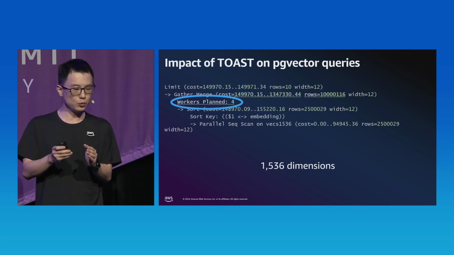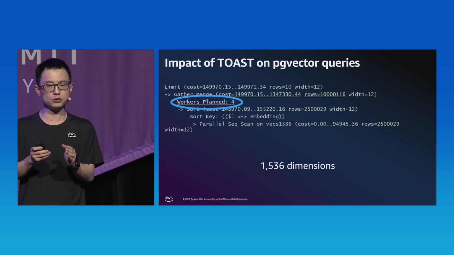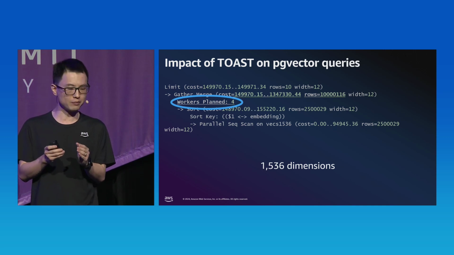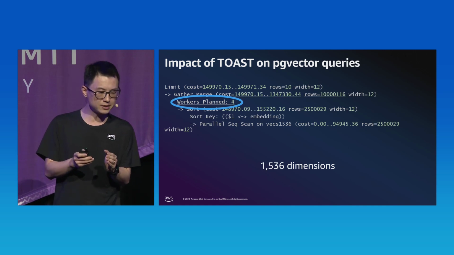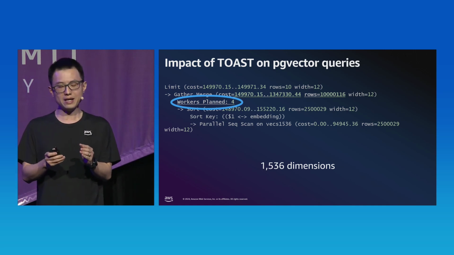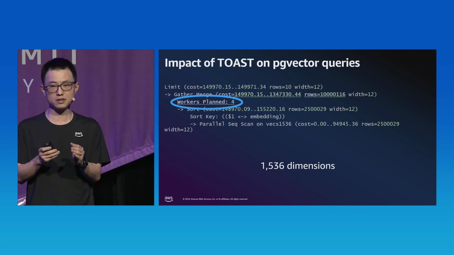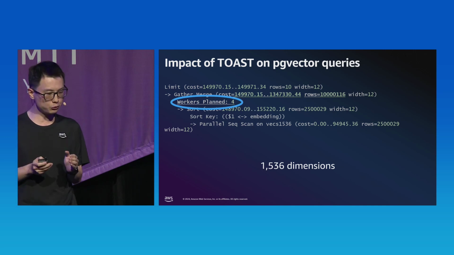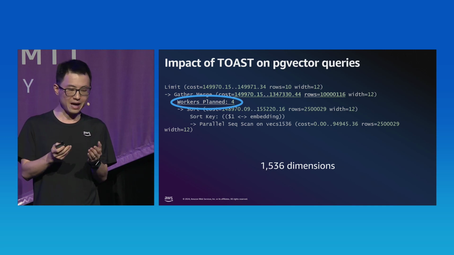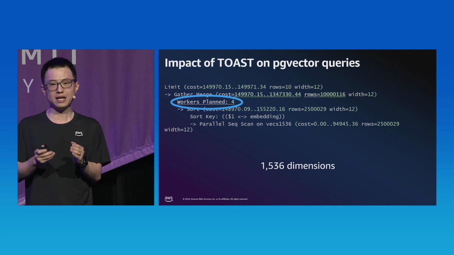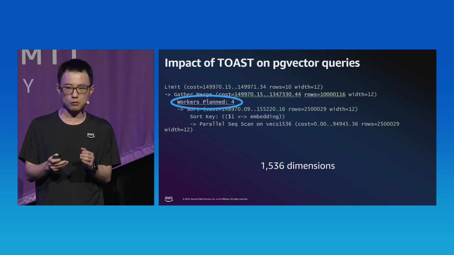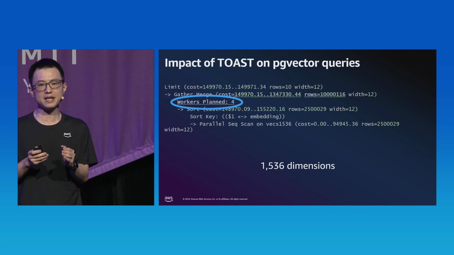And then we expand the dimensions to over 1,500 dimensions. Then we can see the query planner actually planned fewer workers here, about 4 workers. But we are pretty sure we have more data here. That will cause our query to be pretty slow. But why is this the case?